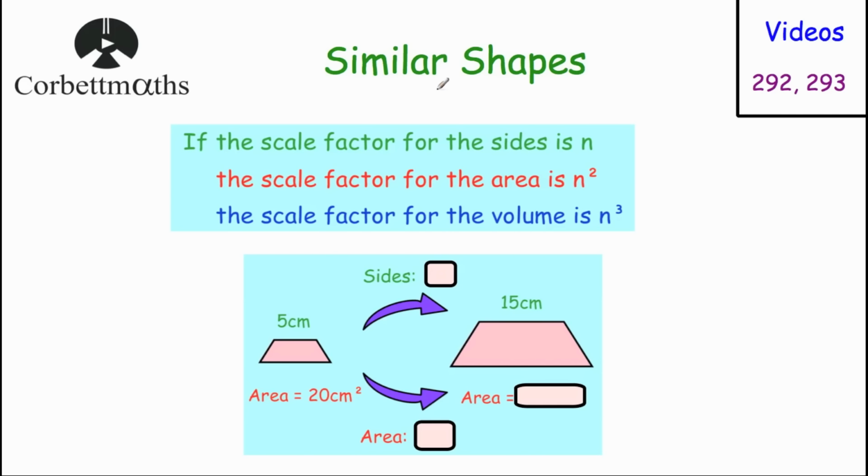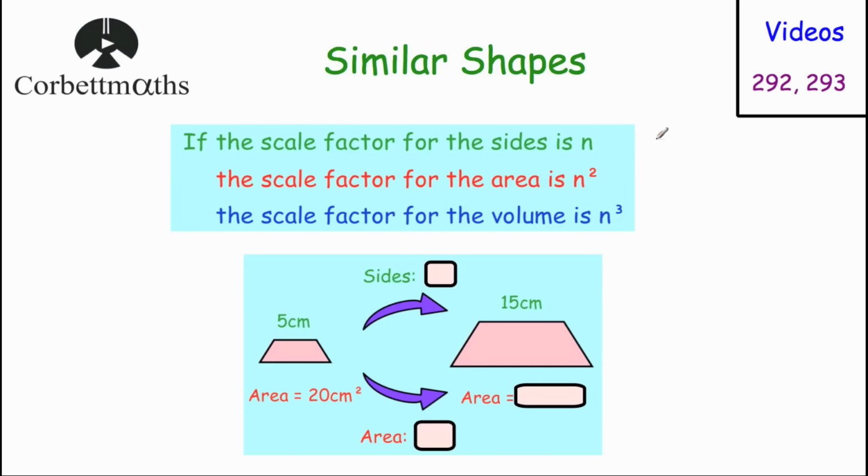Now, one of the things that we looked at, I think it was in M6, whenever we looked at enlargements, what we found was that if we enlarge this shape by a scale factor 3, the area actually became 9 times bigger. And here are the rules, and this is part of the Corbettmaths revision card, that if the scale factor of enlargement for the sides is n, the scale factor for the area is n squared, and the scale factor for the volume is n cubed.